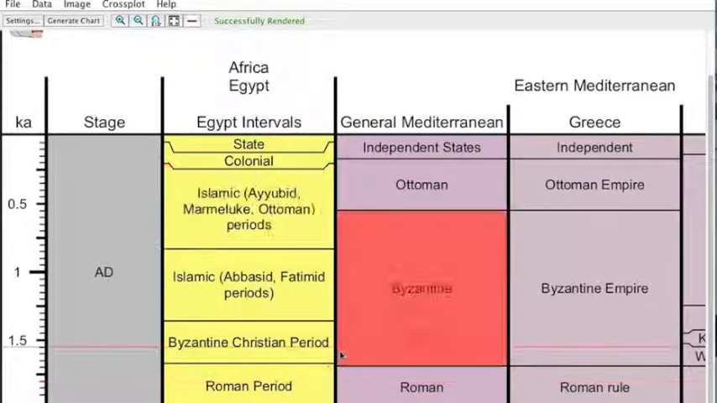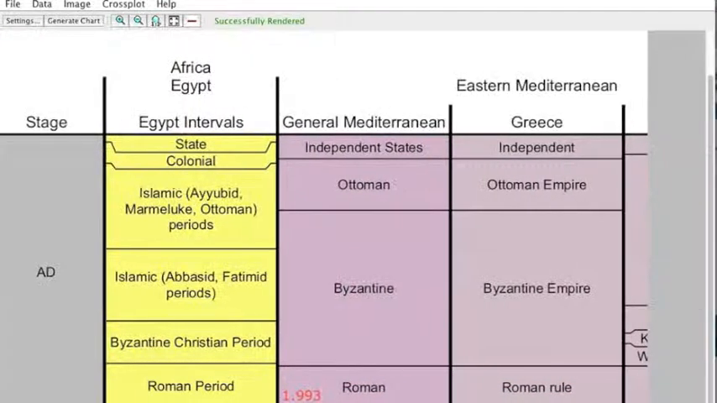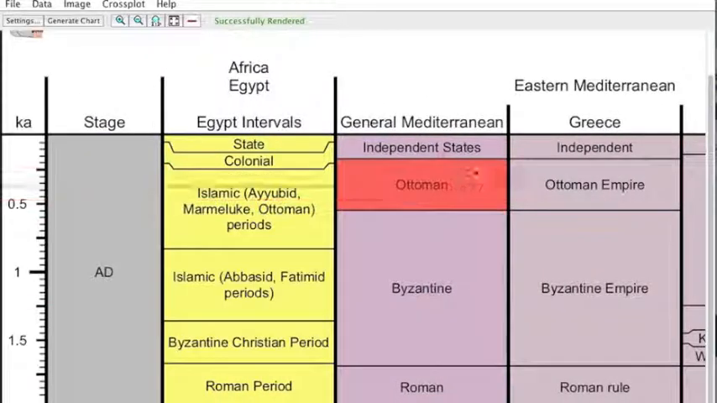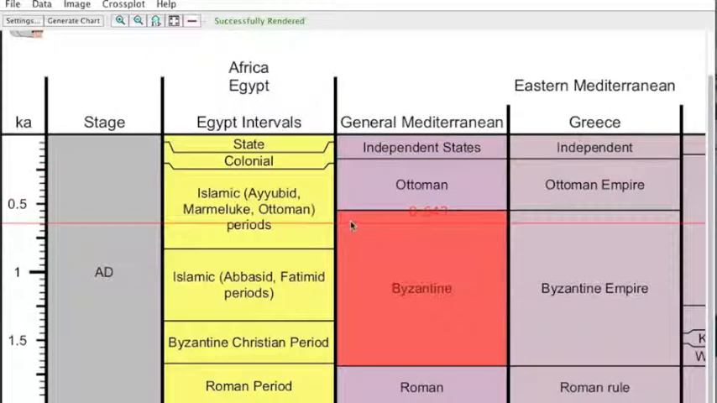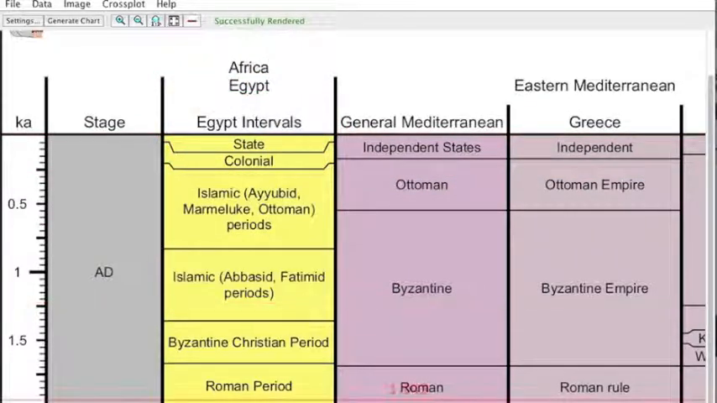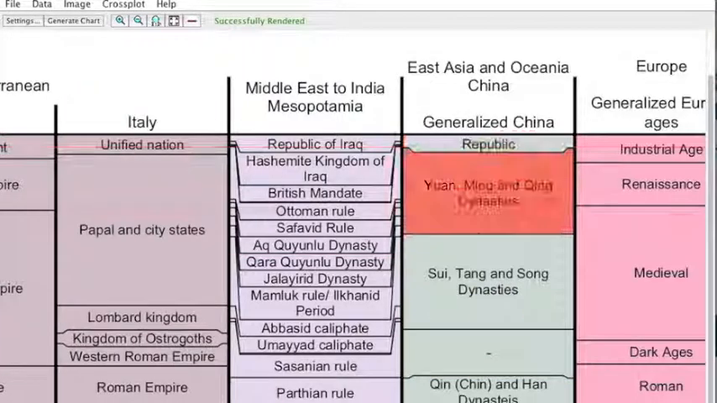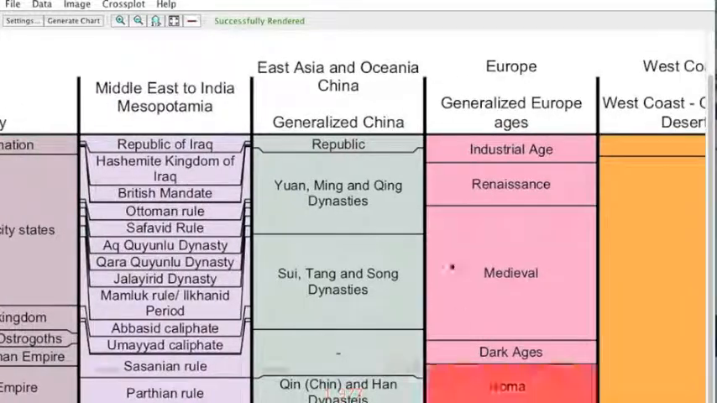At the same time, this is the most interesting thing with this software. You can compare between different ages. So this is what happened in Africa. On the other hand, at the same time, for example, what was the period in China then? So for example, this is China, East Asia and Oceania, China.